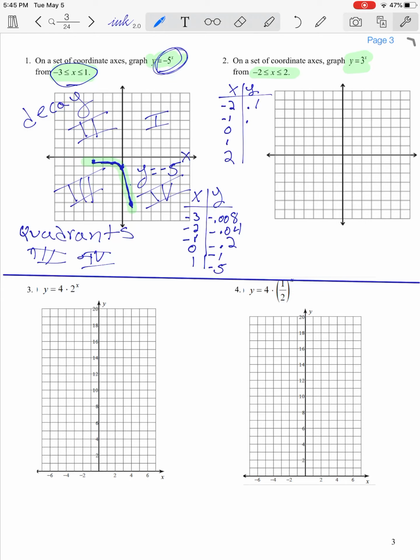When I go to my calculator, this one's a little neater. Looks a little better. 0.1, 0.3, 1, 3, 9. Not bad, right? So now when I graph this, -2, 0.1 is way down here. -1, 0.3, 0, 1, 1, 3, and 2, 9 is going to come out here out of my graph. I'm going to connect it. I'm not going to write arrows. Hope this came out okay. And I'm going to label this. Y equals 3 to the x. You're done. That gets you full credit.